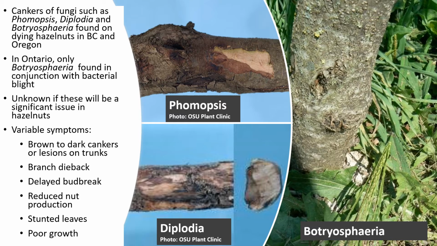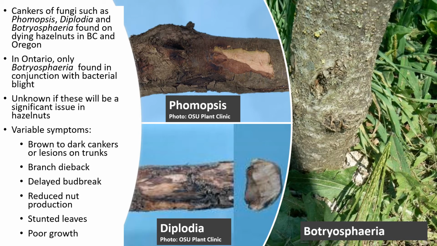But they're very, very difficult to identify without laboratory confirmation. So essentially, where you are seeing cankers and you know it's not Eastern Filbert blight, you have ruled out bacterial blight, that might be the time to get a sample and submit it to a lab for laboratory confirmation. In British Columbia, there have been considerable issues with some canker fungi.